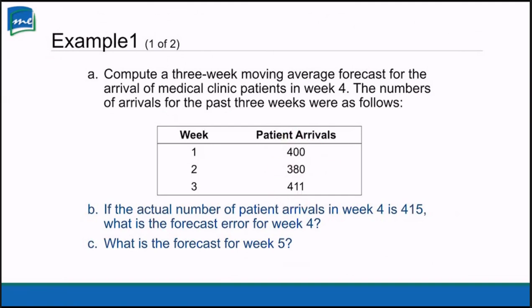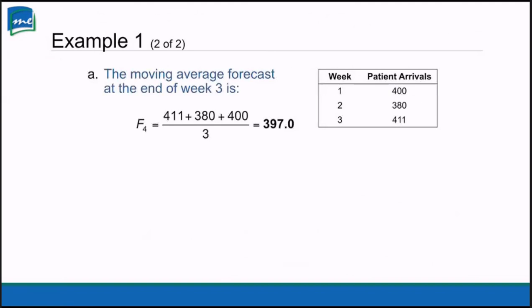So for question A, we just sum all the actual patient arrivals together and divide by 3, because this is a 3-week moving average. We obtain the average value for the first 3 weeks, and this average value will be the forecast for week 4. It means in week 4 we predict that there will be 397 patient arrivals.